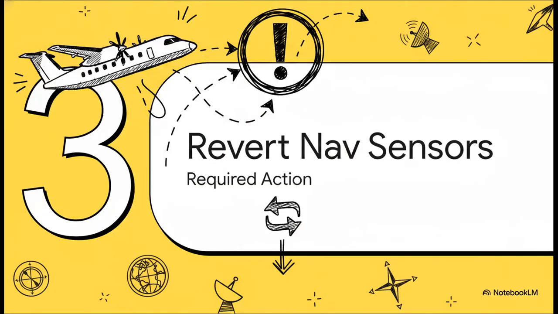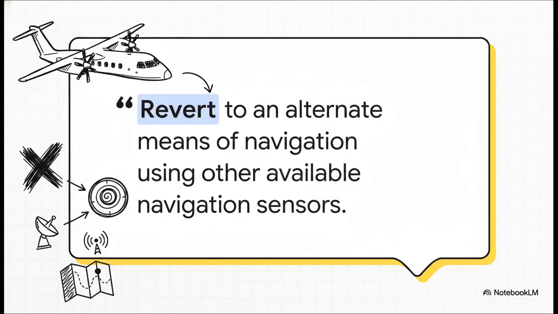Okay, section 3, the required action, reverting navigation sensors. Now, the protocol absolutely does not give you a choice here, and it definitely doesn't suggest spending time trying to troubleshoot the system. It uses the very direct, non-negotiable word, revert. You must revert to an alternate means of navigation, using your other available navigation sensors.